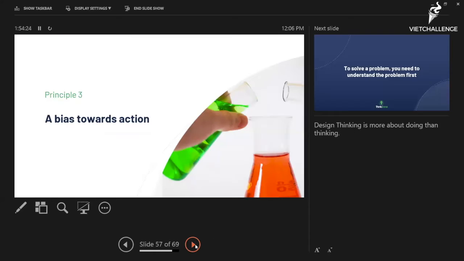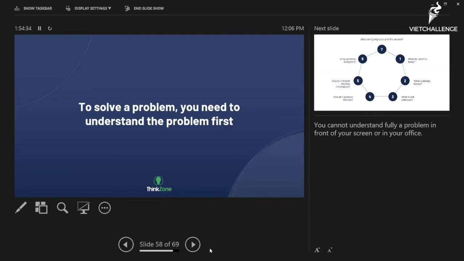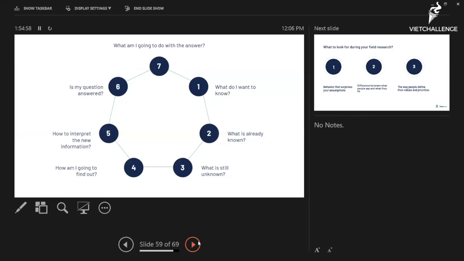Okay, finally, a bias towards action. What does this mean? Being prejudiced towards action. Instead of sitting in your meeting room, sketching things, writing Excel sheets, writing a 200-page business plan, it's better to create a small prototype, do some action, go out, test it, come back, iterate. So you really need to understand the problem first. And one way to do that is to follow this process.